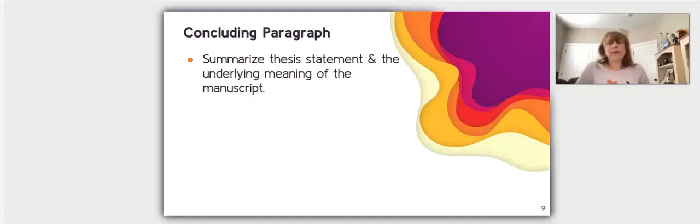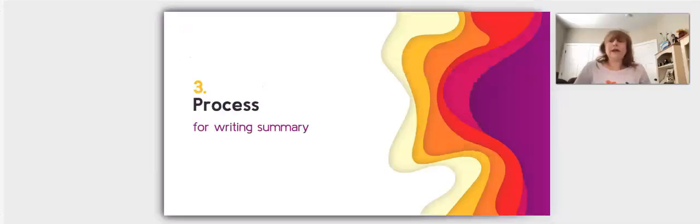In the concluding paragraph, you summarize your thesis statement, the thesis statement of the study, and then you address the underlying meaning of the manuscript. A lot of this will be the big implications that the study will have on the discipline, or for practice, or for future research. Let's now dive into the process for writing a summary.